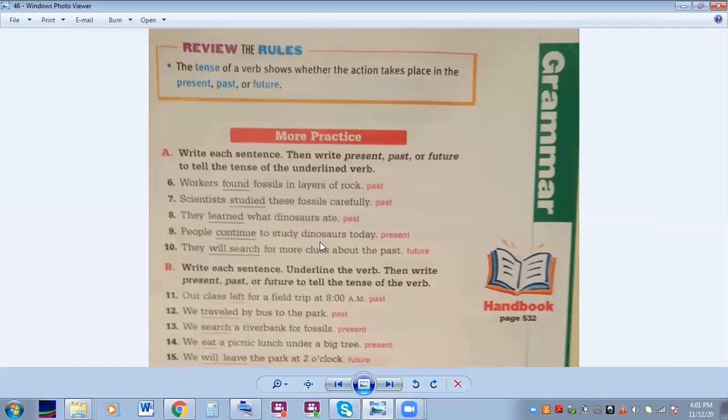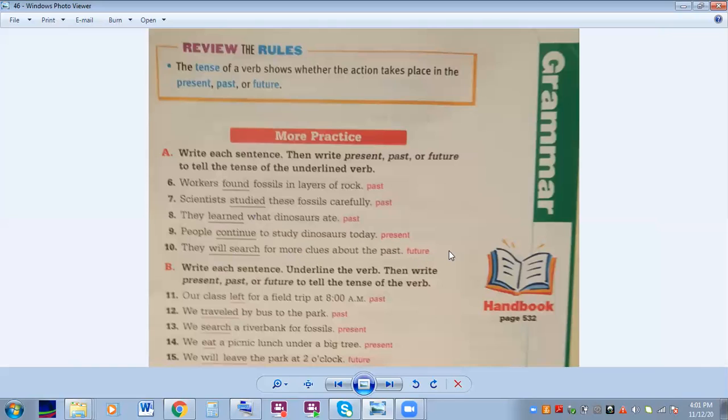People continue to study dinosaurs today. Continue is happening now. So this is a present tense verb. They will search for more clues about the past. Will is our clue that this is a future tense verb and the action has not happened yet.